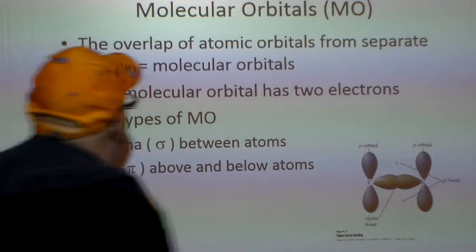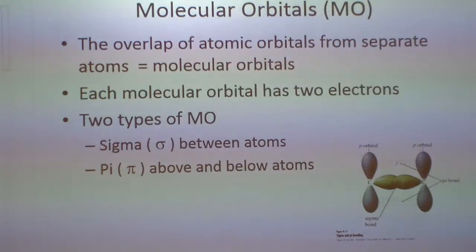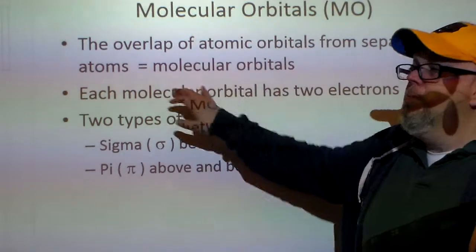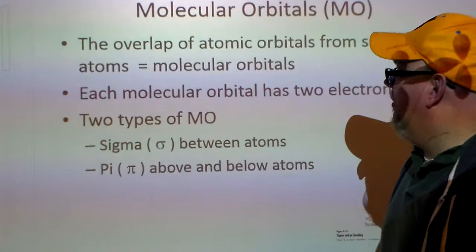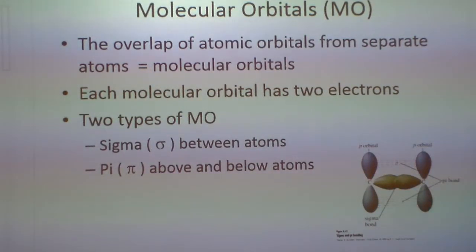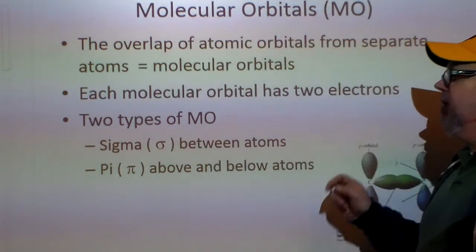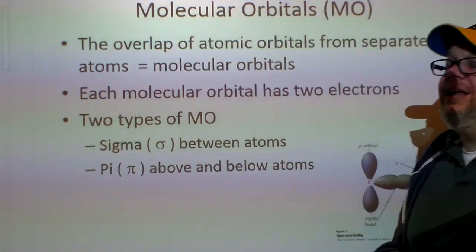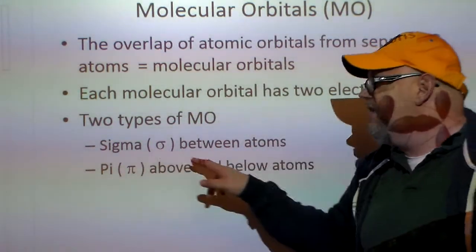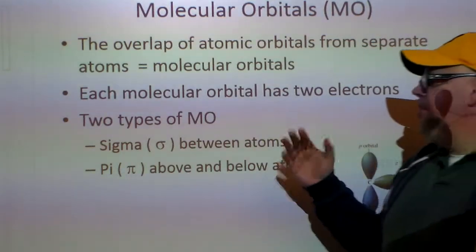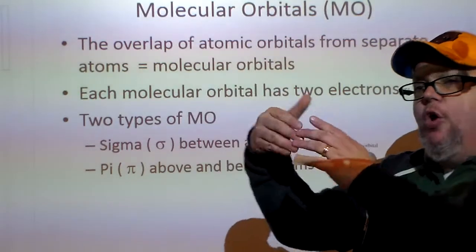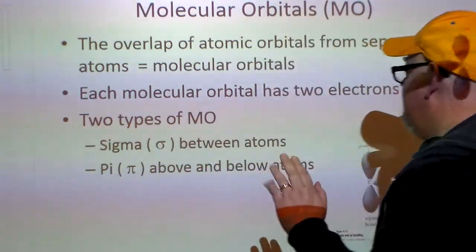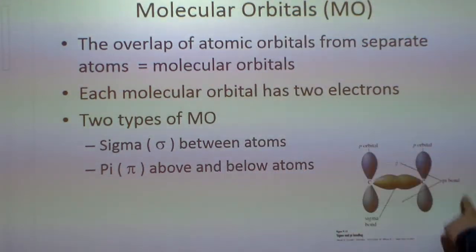We talked about the idea of molecular orbitals, the overlap of atomic orbitals from separate atoms. That's where we get molecular orbitals, because remember, if you're combining 2 atoms, you're getting a molecule out of it. Of course, each of these molecular orbitals only has 2 electrons. There are 2 types of molecular orbitals: one is the sigma, and the other is the pi. The sigma is directly in between the atoms themselves, whereas the pi is above and below, and you can see that here.